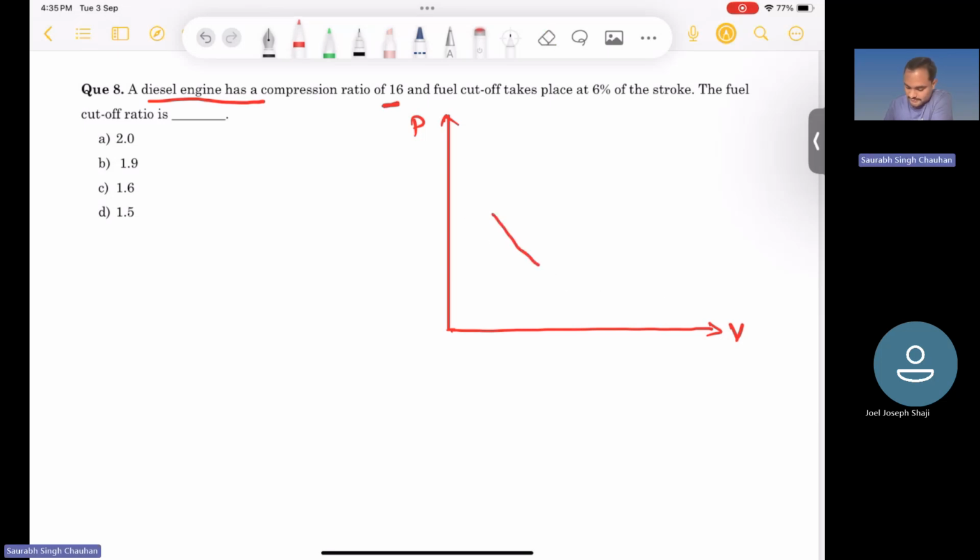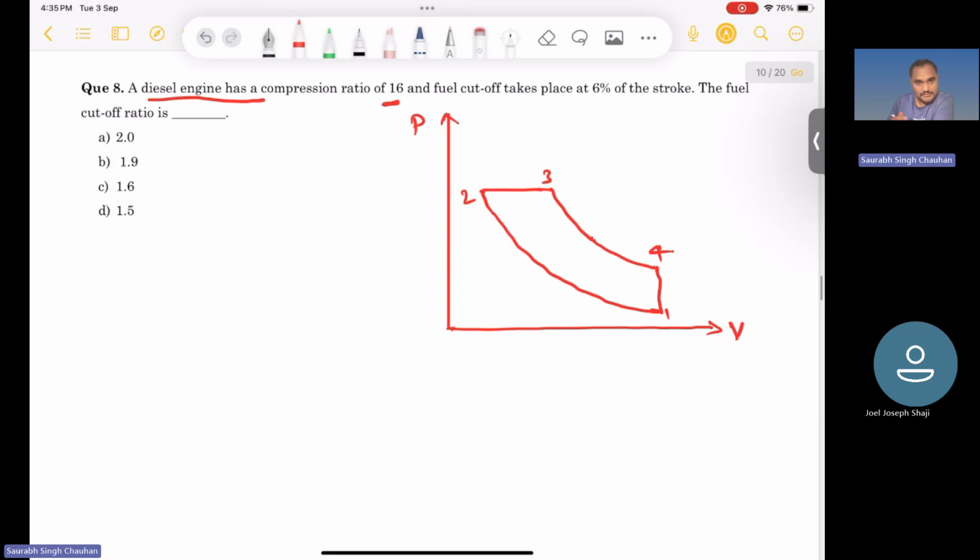Excuse me for my drawing. It is isentropic compression. Then 2 to 3, constant pressure heat addition. Then 3 to 4, isentropic expansion or the power stroke. Then 4 to 1, it is exhaust, or constant volume heat rejection.